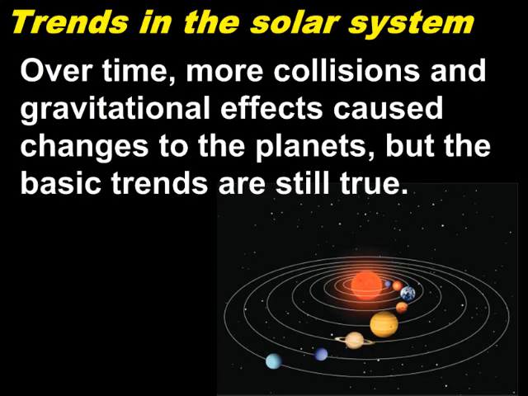It's important to remember that of these basic trends, a lot of things have changed. Big collisions in space have caused some of the planets to change their orbit. They've caused some of the planets to tilt on their axis, but the basics are still true, where they're all going in the same general direction around the Sun, and most objects spin in the same general direction, which we tend to think of as counterclockwise.